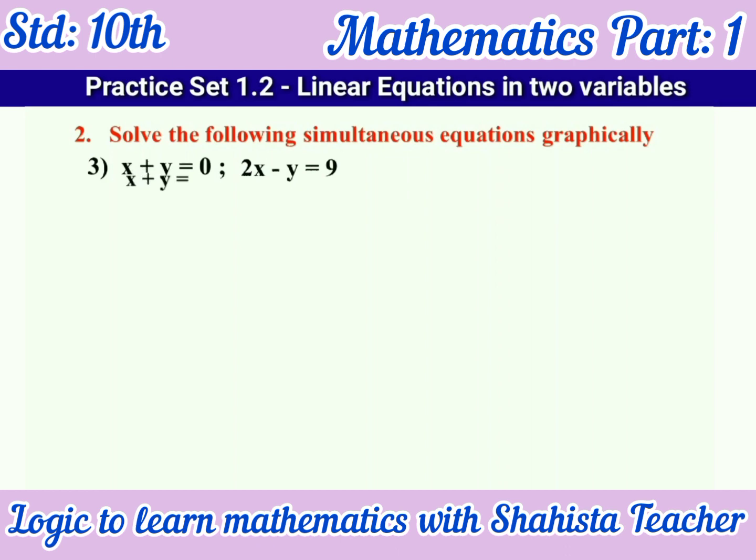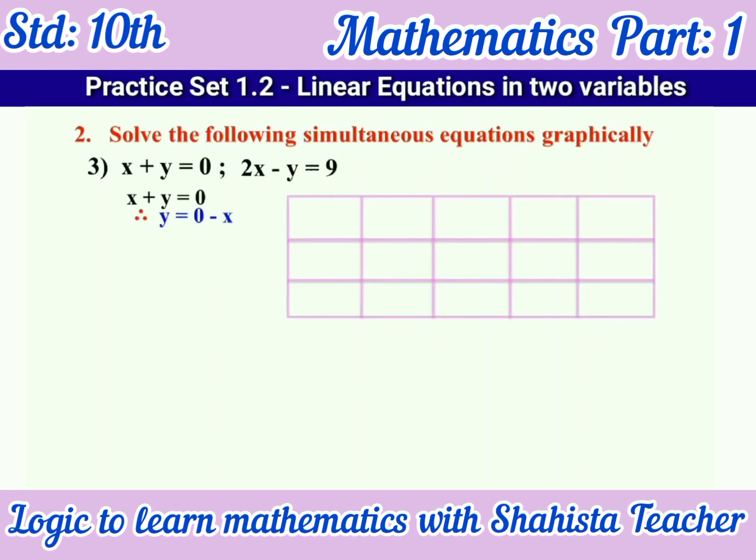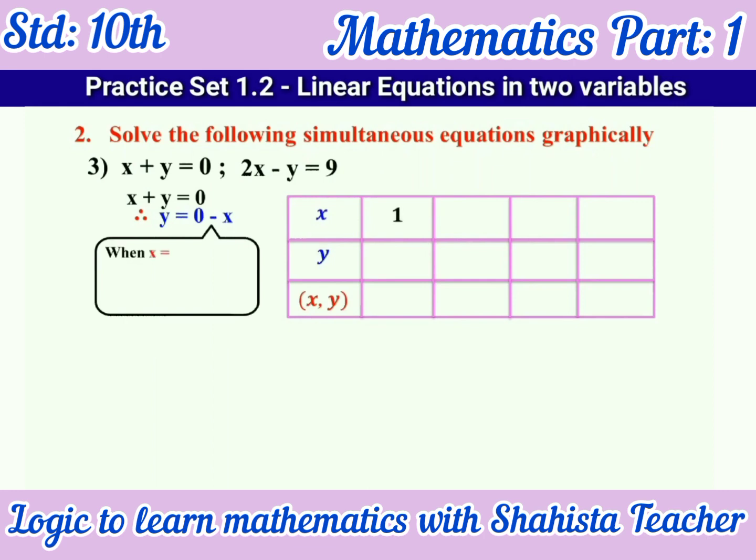So first we will take x plus y is equal to 0. This is equation first. Now here we will put y is equal to 0 minus x, because we are going to find the value of y. We will consider the value of x and we will find the value of y. Draw a table, first x and y. We will consider the value of x is 1 and we don't know the value of y. So when x is equal to 1, then y is equal to question mark.